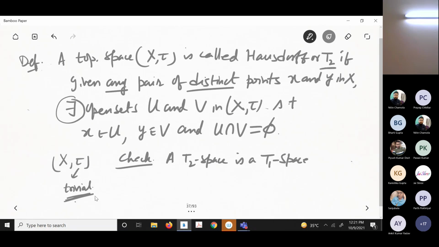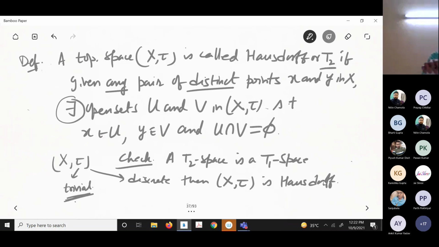On the other hand, if you have the discrete topology, then (X, tau) is Hausdorff. As you proceed further, you need to put some restrictions on topological spaces because we can't work with a pathological topological space. Okay, see, then (X, tau) is Hausdorff.